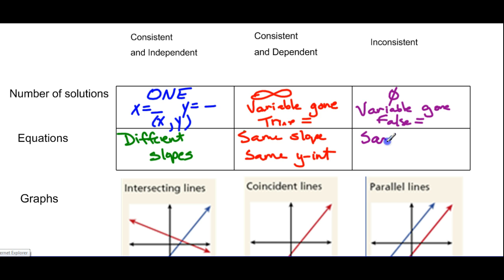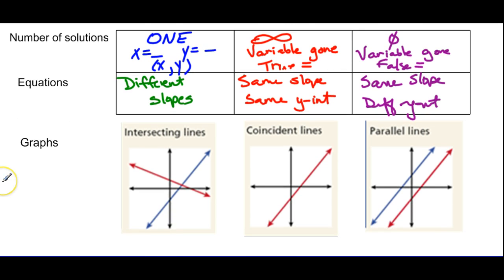If they're inconsistent, they will have the same slope but different y-intercepts, and that's what makes them parallel. If you look at the graph, it's very easy to see. If you're graphing them, they're going to have one solution right there, same line, infinite number of solutions, parallel lines, different solutions. Okay?